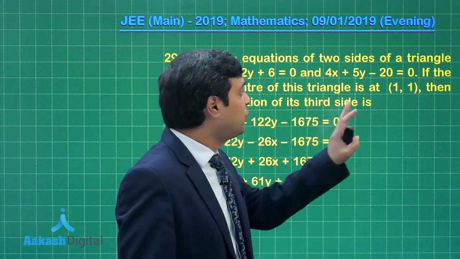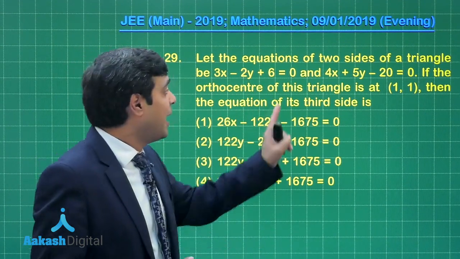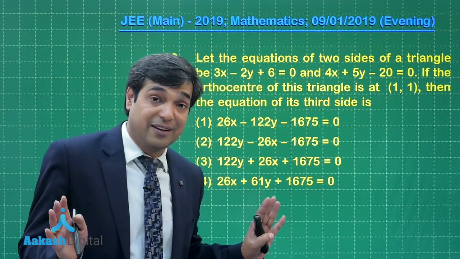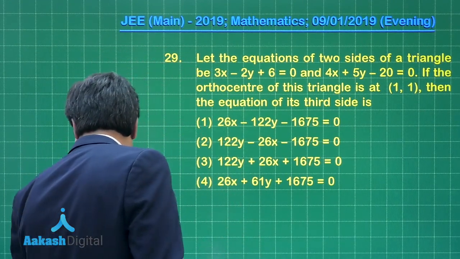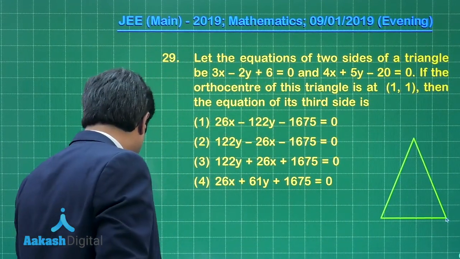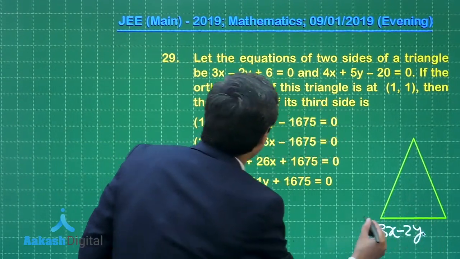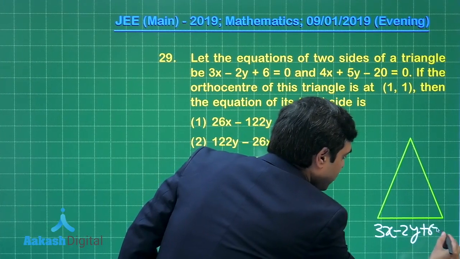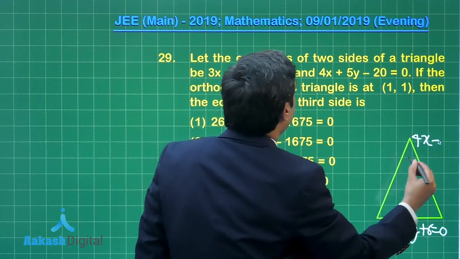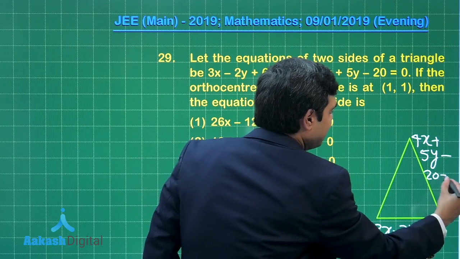Let the equations of two sides of a triangle be 3x minus 2y plus 6 equals 0 and 4x plus 5y minus 20 equals 0. So two sides of the triangle are given. So let's draw the triangle first here. The given one, correct? Let's say one side is 3x minus 2y plus 6 is equal to 0. Similarly, the second side is 4x plus 5y minus 20 is equal to 0.